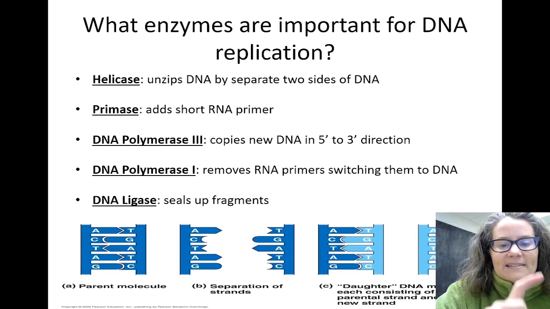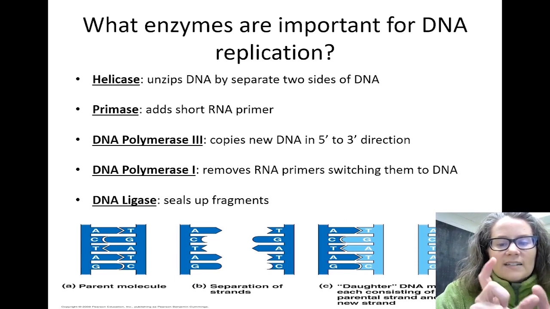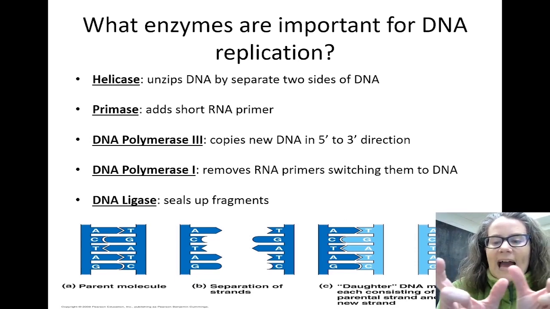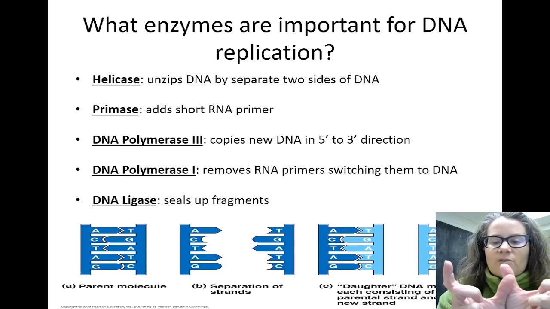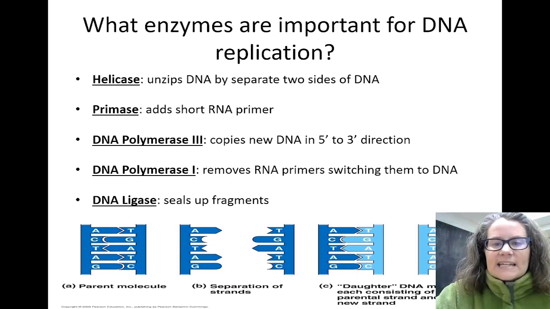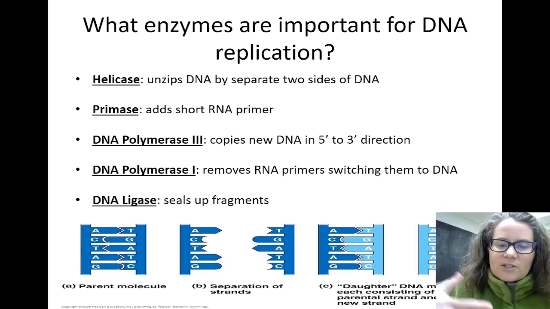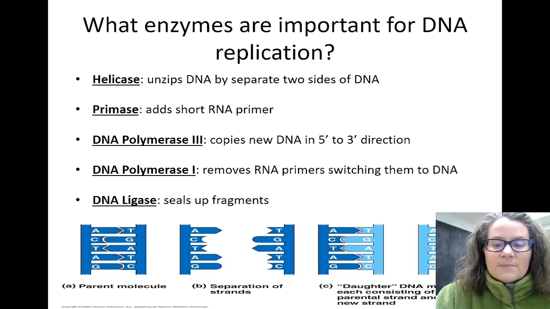However, the DNA pieces are now not attached. There will be gaps between them. And so our last enzyme, DNA ligase, comes along and seals up all of those gaps so that you have one continuous piece of DNA that is then flipped into a double helix. So these are the 5 enzymes.